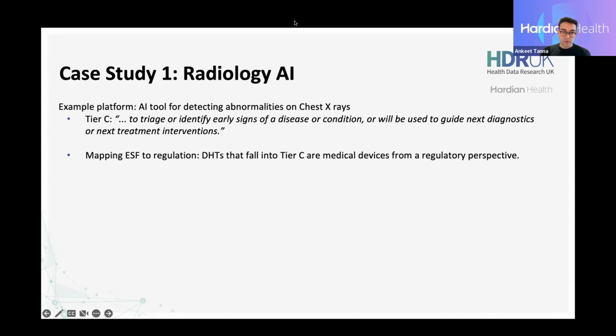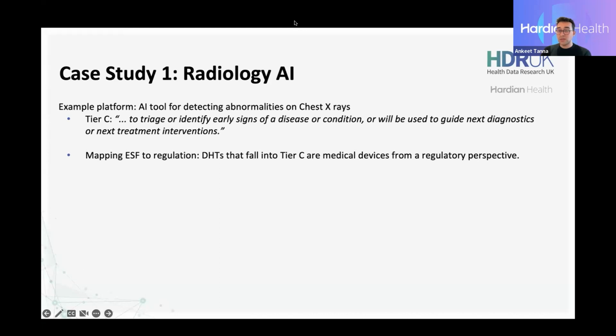As a brief example, as we have been talking a little bit about radiology, we'll define very quickly an example radiology AI tool. Let's say this is an AI tool for detecting abnormalities on chest X-rays. This would very clearly fall under tier C of the NICE ESF, because it's identifying signs of a disease or a condition and may be used to guide next treatment or interventions.